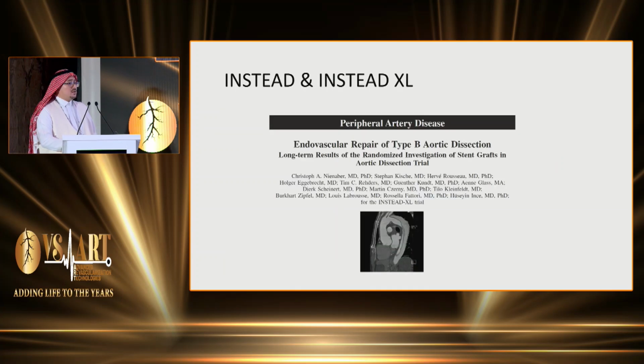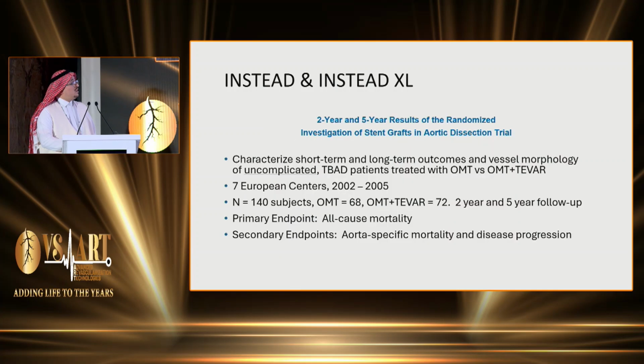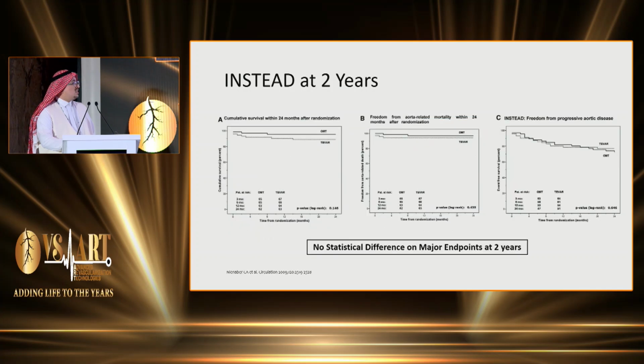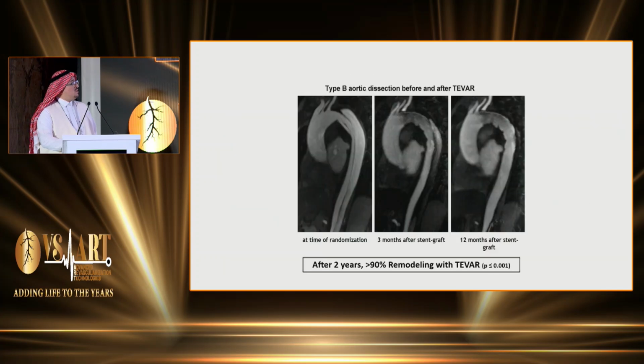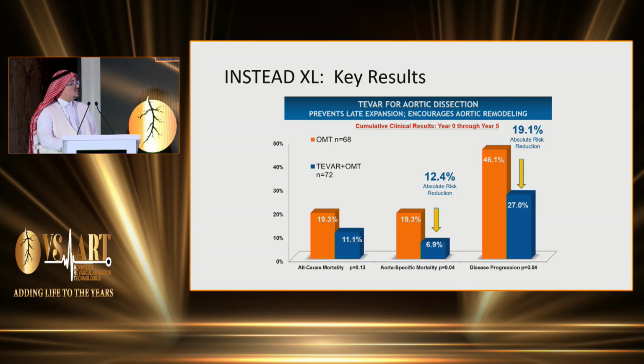Then there are the INSTEAD and INSTEAD XL trials. They looked at the 2-year and 5-year outcomes of patients with type B aortic dissection at 7 European centers with 140 subjects, with a primary endpoint of all-cause mortality and secondary endpoints of aortic-related mortality and disease progression. At 2 years, there was no statistical difference in the major endpoints. But this picture shows the remodeling that happens in more than 90% of patients who undergo TEVAR after 2 years.